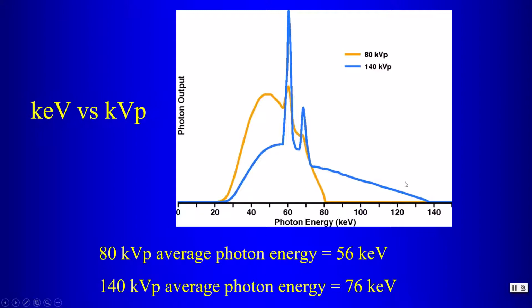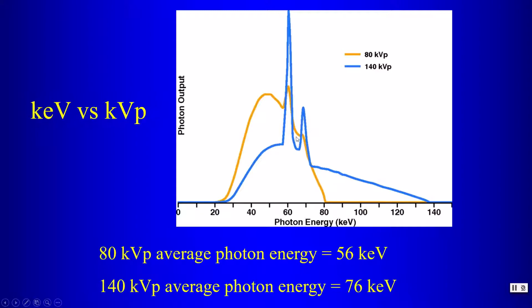You can see the broad range of energies that are produced. A similar phenomenon occurs if we scan at 80 kVp. Average energy is close to about half of that, or 56 keV. So you can see that if you scan at 80 kVp, the highest energy photon will be at 80 kiloelectron volts, but there's a whole range of energies here that are produced.